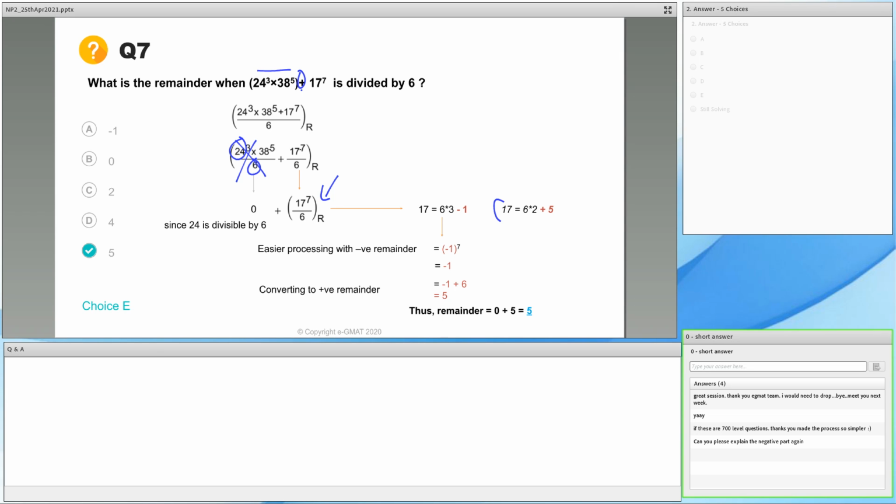Again, you could use this or you could use this. This might be easier. So 6 into 3 minus 1. So minus 1 to the power of 7 divided by 6 is all I'm concerned with. Or in other words, minus 1. Negative remainder is not possible. Therefore, I need to add 6. So my final answer is 5, which is the correct answer.